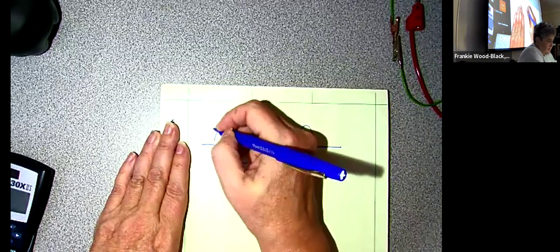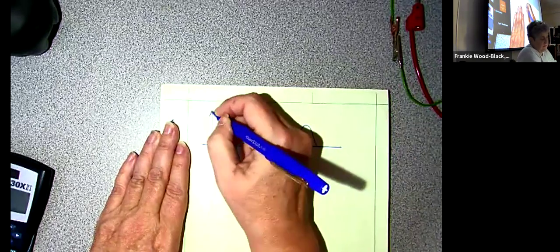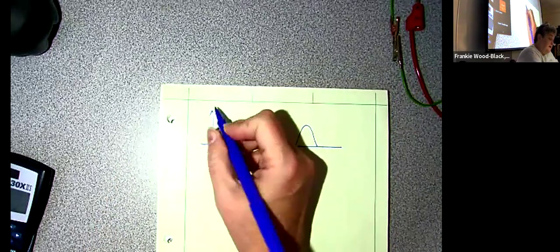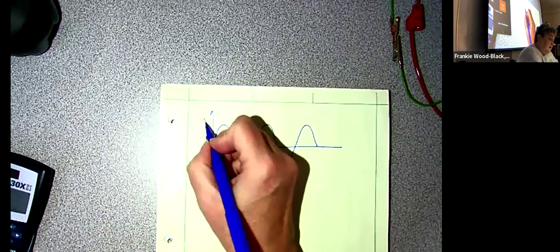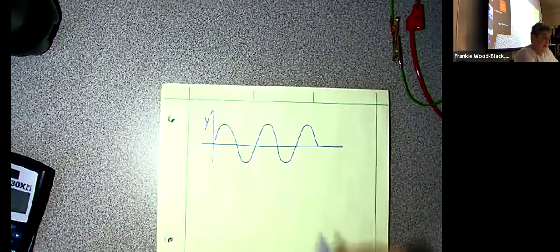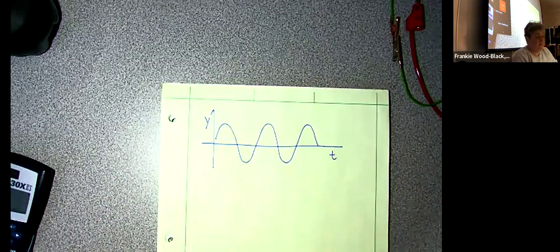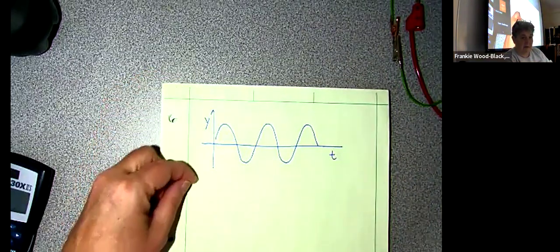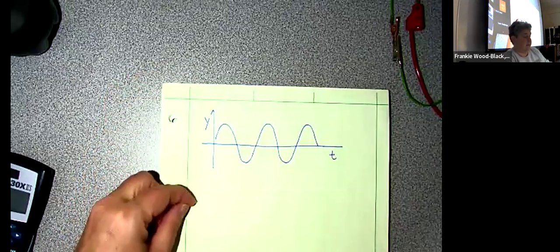And if I'm dealing with the bobbing, it's going up and down here. So we're going to say a Y direction. And this is time. So as my spring bobs up and down, I've got this time.